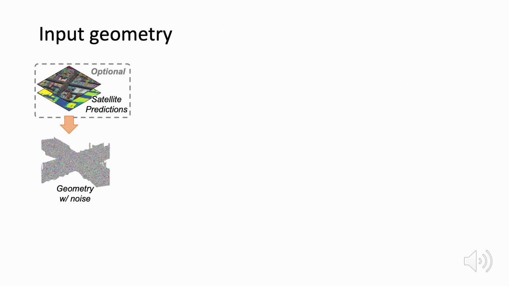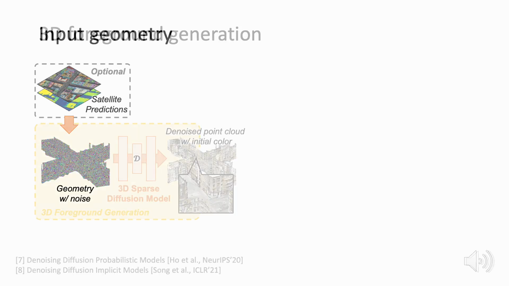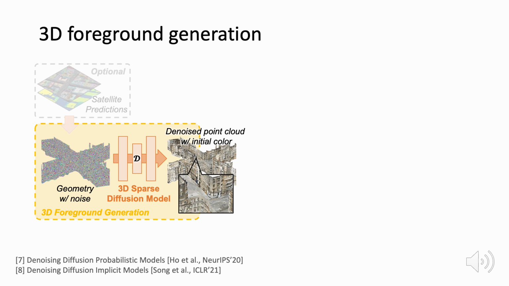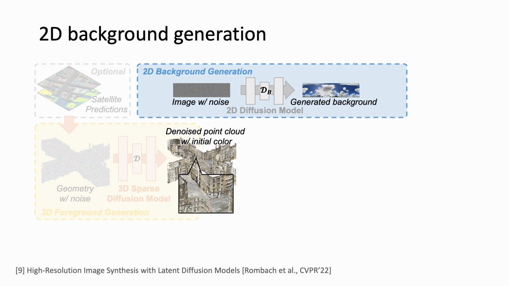The input of our pipeline is the geometry of a scene, which can be either inferred from a satellite image, using the estimated building footprints and height maps, or directly provided by the user. Evenly distributed points are sampled from the geometry and initialized with random noises, which are further passed to the 3D denoising network with a sparse setting, resulting in a colorized point cloud. Meanwhile, a 2D latent diffusion model is adopted to generate the panoramic scene background.